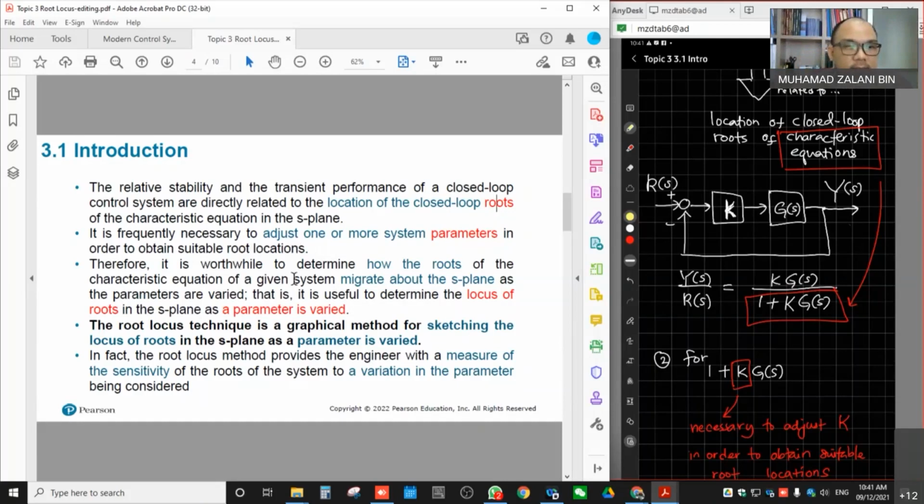The point number three here: it is worthwhile to determine how the roots of the characteristic equation of a given system migrate about the S-plane. Migrate means it is moving about the S-plane as the parameters are varied. So it is useful to determine the locus of roots in the S-plane as a parameter is varied.